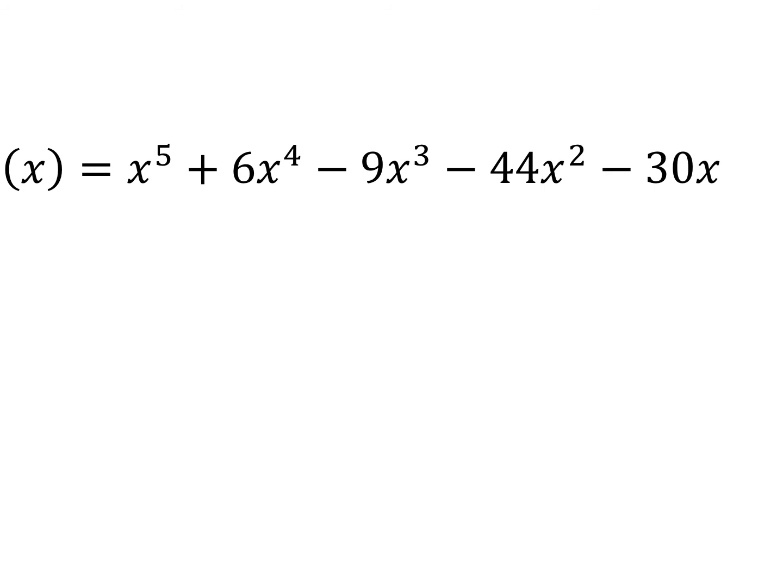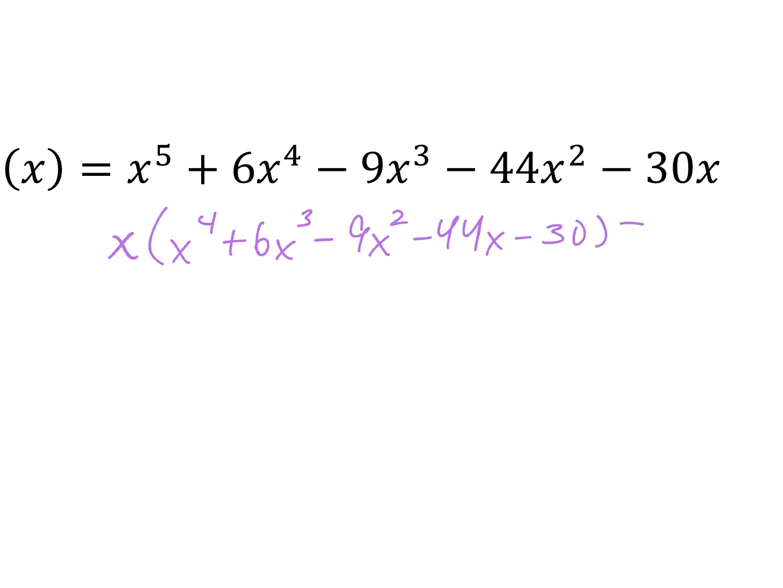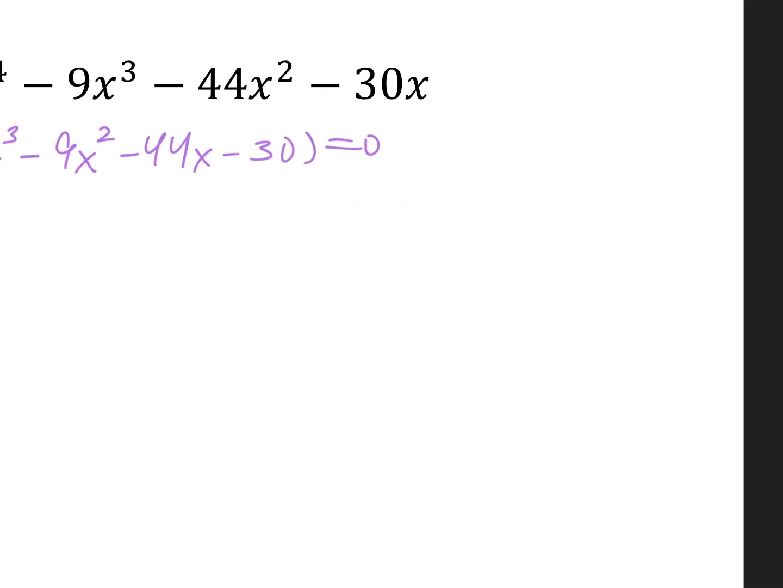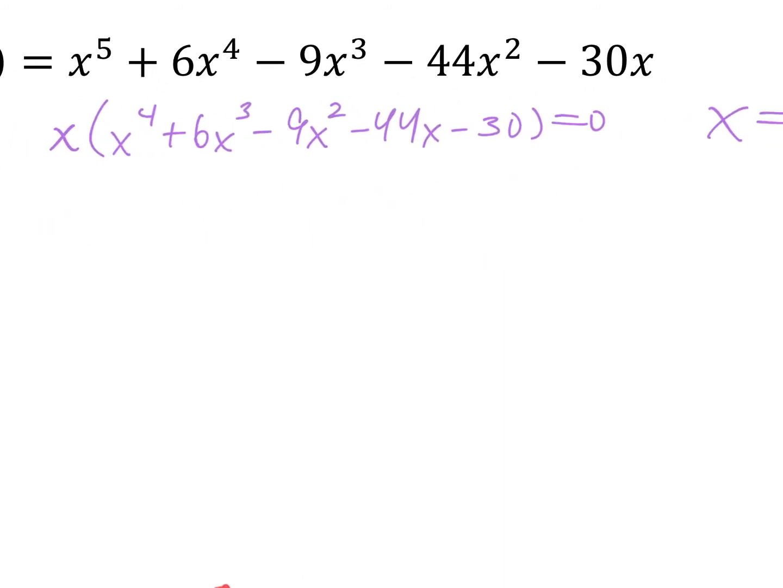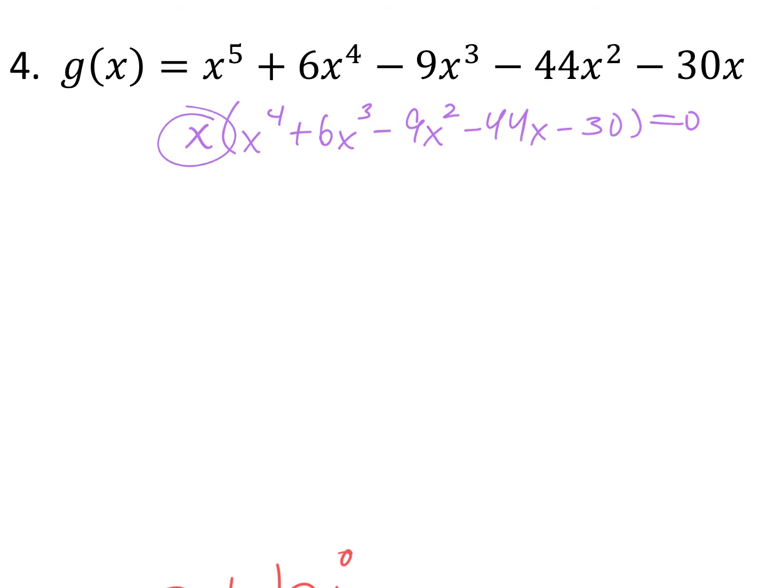All right, what do you guys notice? First of all, we always talk about how do we factor? What do we look for first? Greatest common factor. Is there a GCF here? Yes, I can take out an x, right? Then everything else goes down one exponent. So plus 6x cubed minus 9x squared minus 44x minus 30 equals 0. I already found one of my x values. What is it? Yes, x equals 0. Because at the end here, we're going to set everything equal to 0, and I have that x. I get it out of the way.